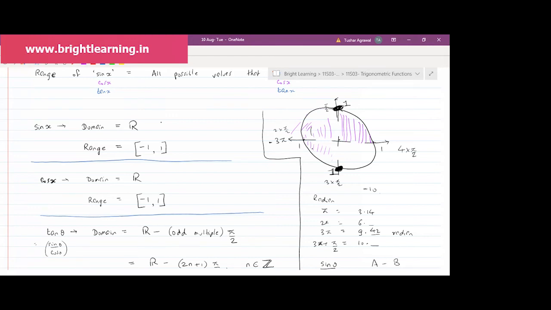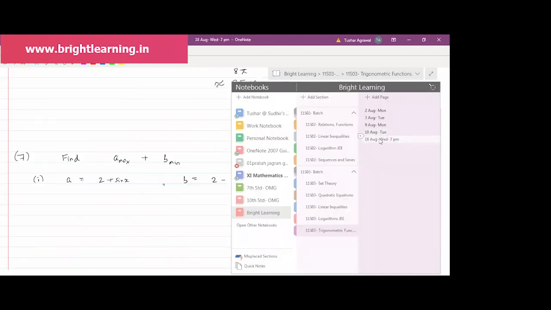So tan theta is sine by cos. So it will not be defined when the denominator becomes zero. So cos becomes zero when odd multiple of pi by 2. Okay. So that was the thing that we studied last class. Coming to here.